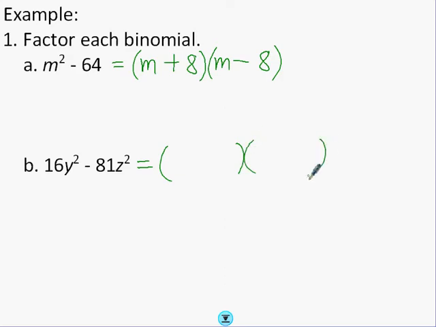The first terms will be the square root of 16y squared. The square root of 16 is 4, the square root of y squared is y, and they are identical. For the last two terms, the square root of 81 is 9, the square root of z squared is z. So I have 9z in the front, 9z in the back. And again, one is plus, one is minus.